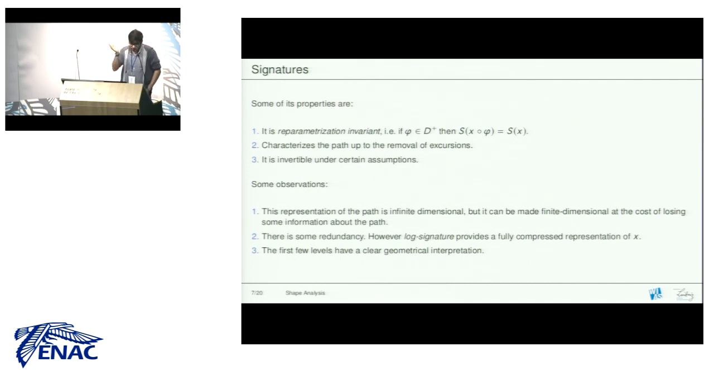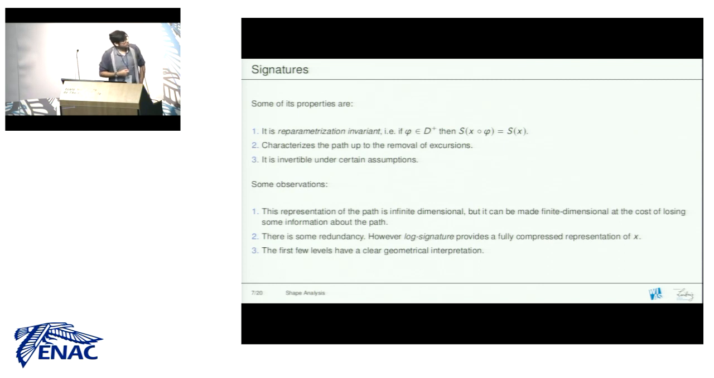And it's invertible under certain assumptions. If you know the signature, you can recover your path under certain conditions. For example, this reparametrization invariance already tells you that this might be difficult to do, because if I give you a curve and you compute the signature, you already forget the original parametrization of your curve.